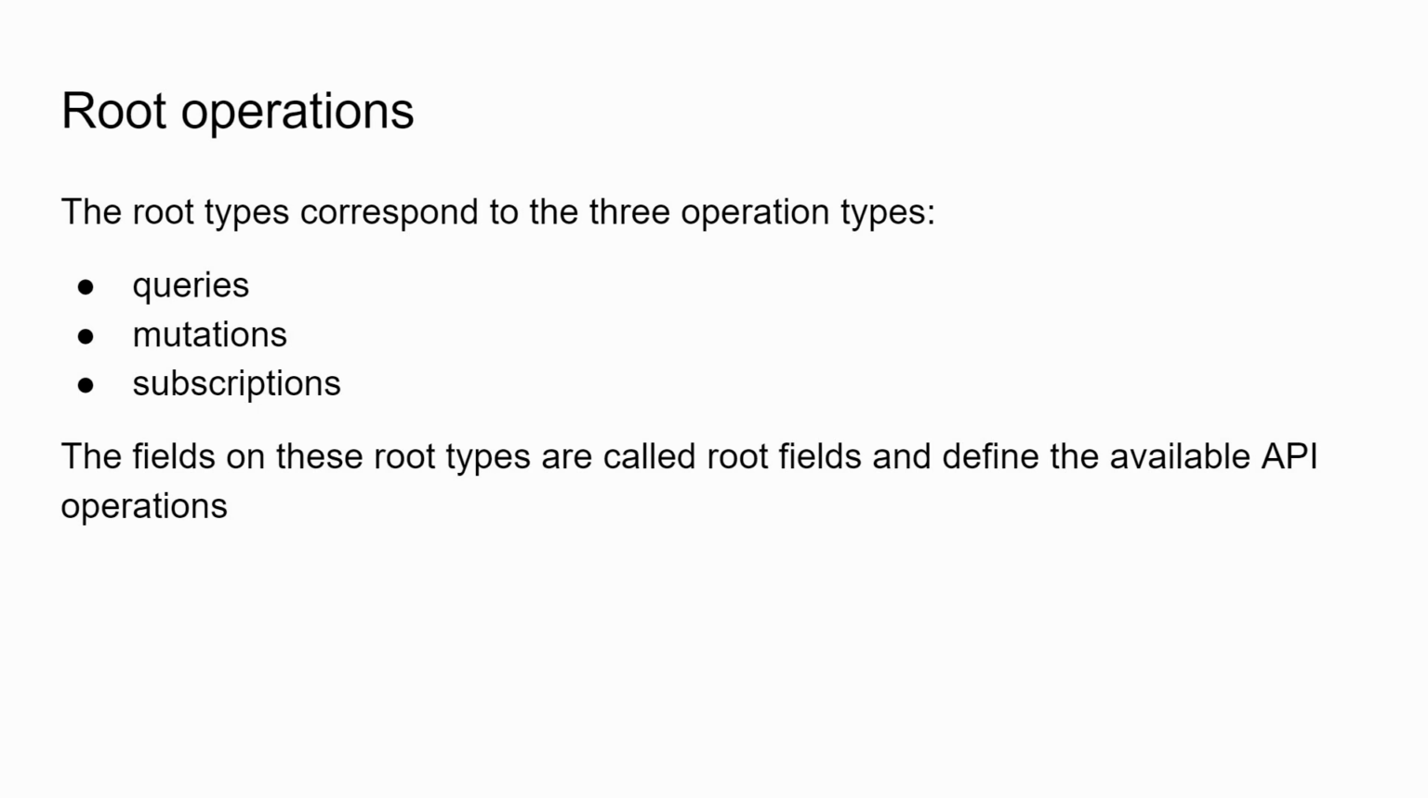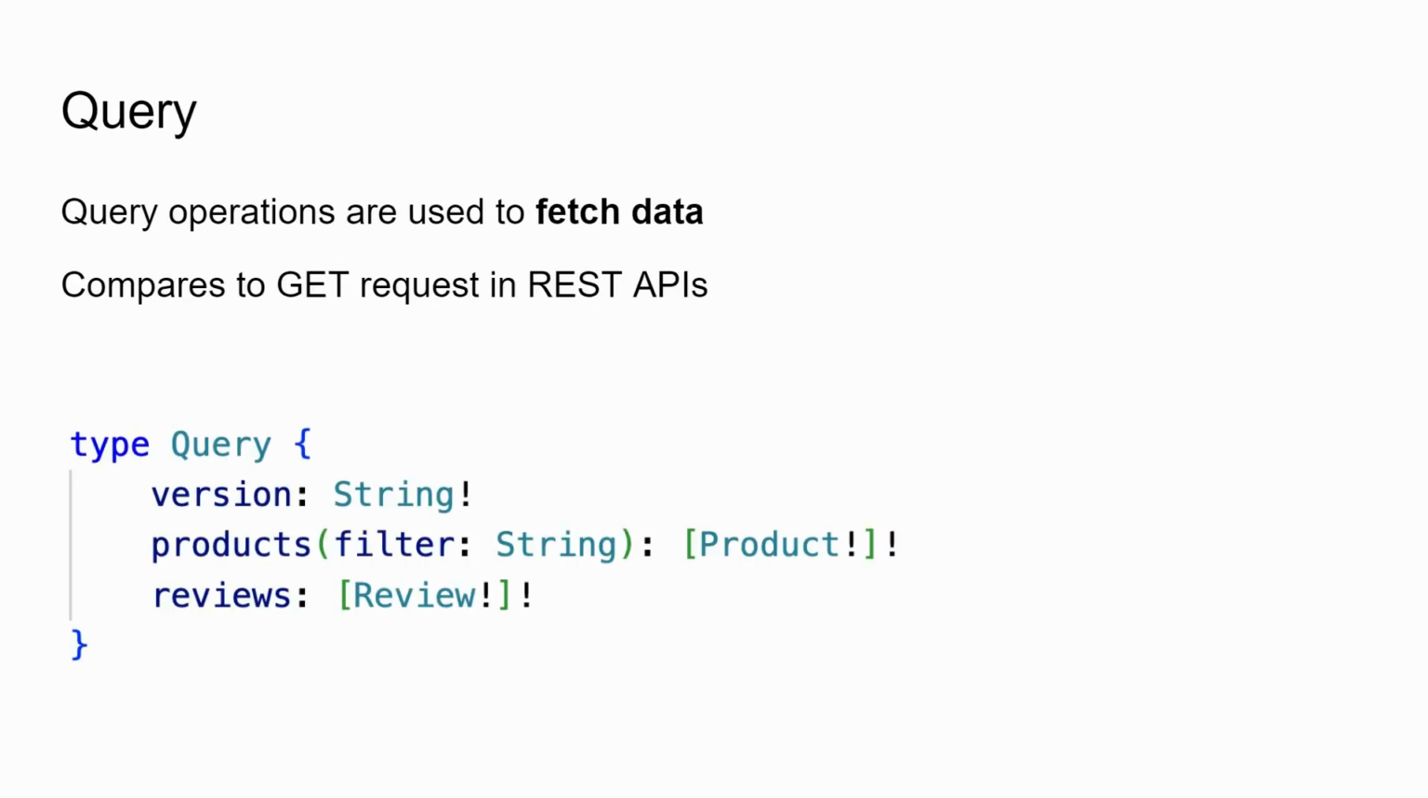These operations are called root types, and they are divided into queries, mutations, and subscriptions. The first root type is a query, which is an alternative to GET requests in REST. It simply shows what we can fetch from the server, what the parameters are, and what should be expected as a return type. In the example, there are three fields: version, that returns a string; products, that takes an argument filter and returns an array of products; and reviews, that simply returns an array of reviews.